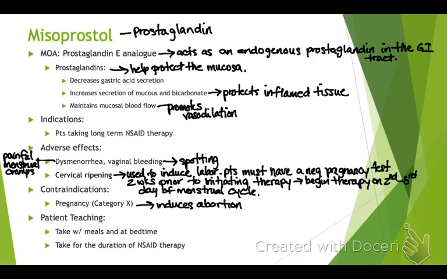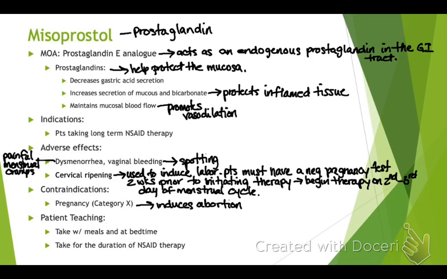Misoprostol. Misoprostol is a prostaglandin. The way misoprostol works is as a prostaglandin E analog. It acts as an endogenous prostaglandin in the GI tract. Prostaglandins help to protect the mucosa, so it decreases the gastric acid secretion. It will increase secretions of mucus and bicarbonate, and it protects the inflamed tissue.